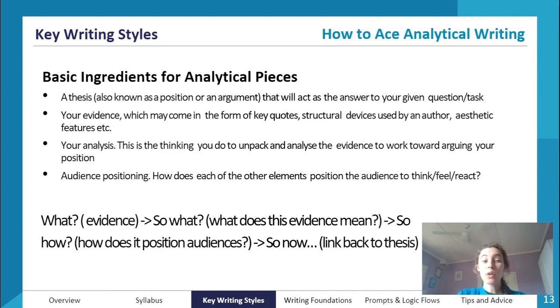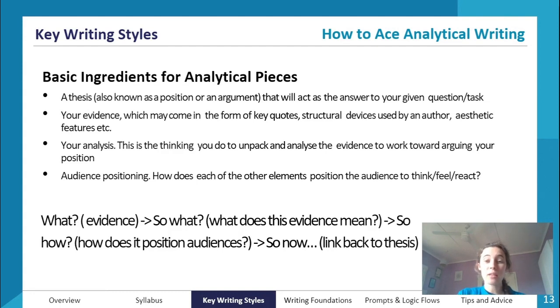Then, of course, you've got your evidence. So that can come in the form of quotes, structural devices used by an author, aesthetic features. It can pretty much be anything. Usually it is quotes, but basically it just needs to support your argument. Then your analysis of that evidence. So there's no point having just evidence without actual analysis, because it's great that you can show that you've memorized quotes and you can put them in and hopefully they're relevant, but you need to actually dig deeper into that to explore the meaning of the evidence, because that then allows you to explain and support to show why your argument, your overall thesis, is correct.